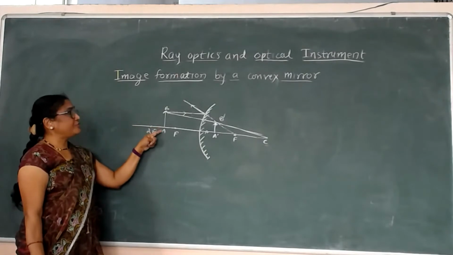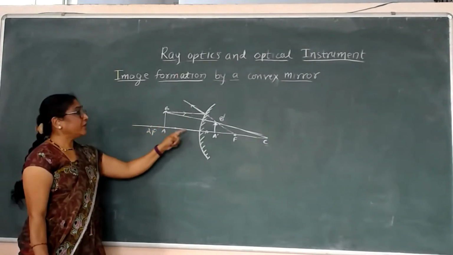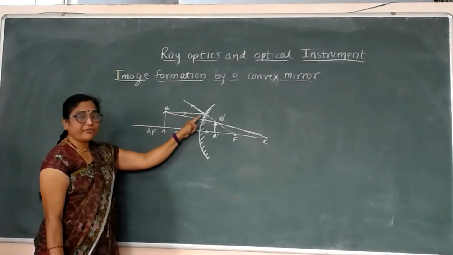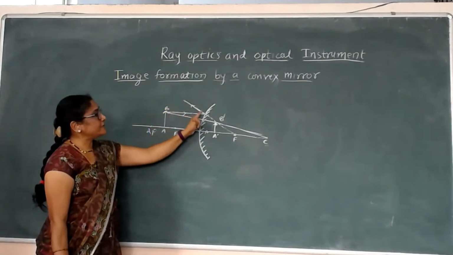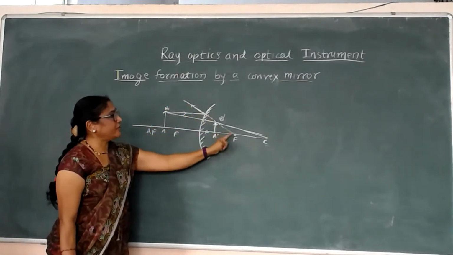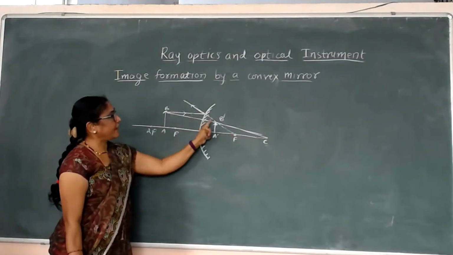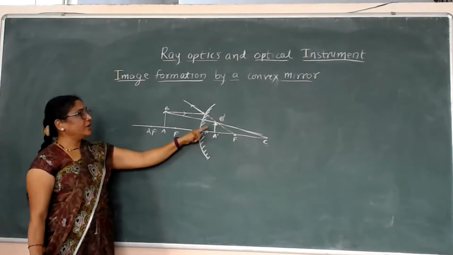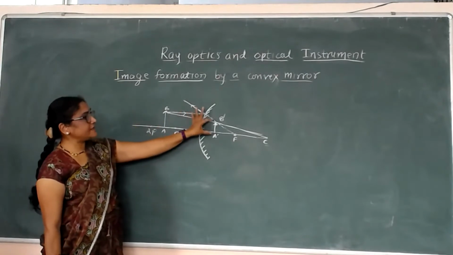Here, when the object is situated anywhere on the principal axis, take a straight line which is incident on the mirror, which diverges, and an imaginary line comes back which is incident toward the principal focus on the other side. Another ray deviates, which is passing from the center of curvature. Where both the rays meet, there is a formation of an image. Here, this is the object and this is the image.